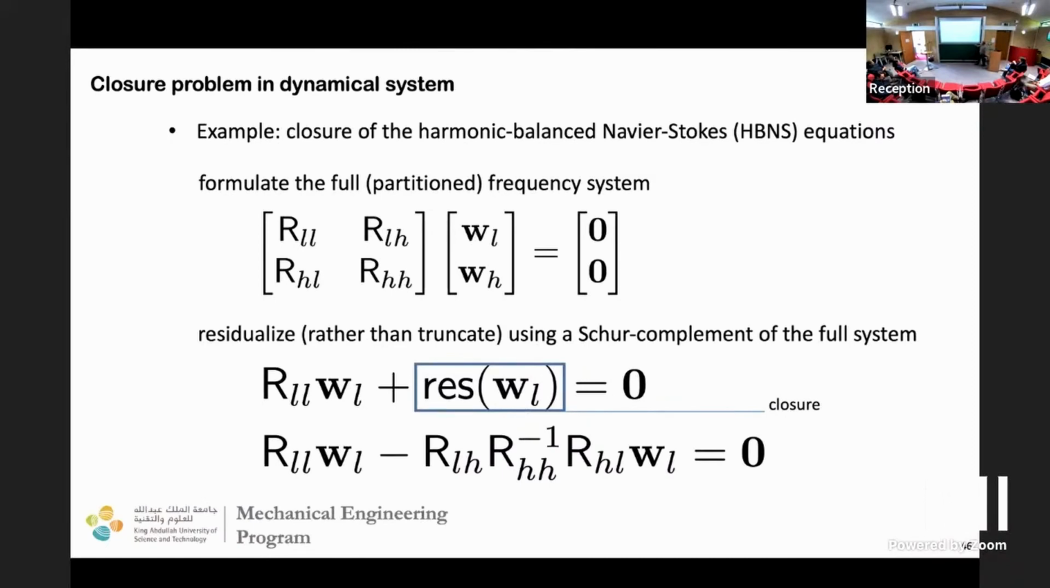If you write this one, it's not a differential equation, it's an algebraic equation because we already Fourier transformed the time into frequency. You get this partitioned matrix. This is of course the small one. This in the corner is the big one. So if you extract the small one by using the Schur complement again, you can write this as the residual of WL. The residual of WL based on that matrix is given through this one. It's the same technique, but instead of for a differential equation, we have it for an algebraic equation.